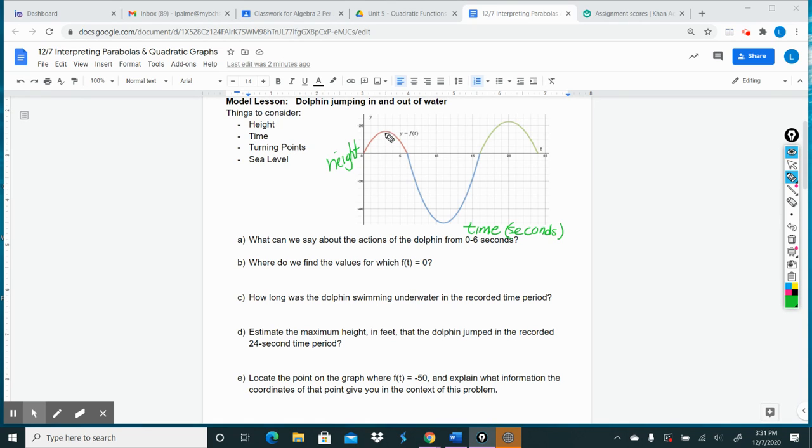The turning points, so we have 3 turning points here. When the dolphin jumps out of the water and turns to go back into the water. When the dolphin is underwater and then turns back around to jump back out of the water, and the repeating of turning to go back into the water. So jumping up and down and up and down. And the sea level is the last thing.